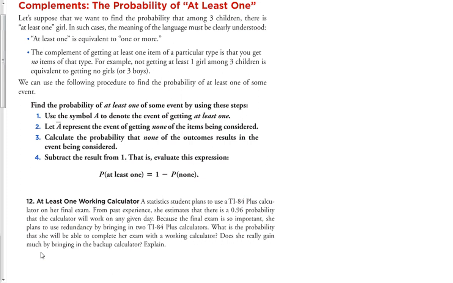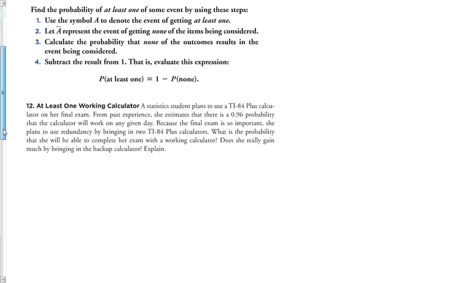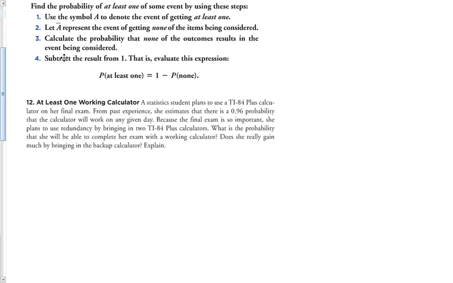Now, the complement of getting at least one of anything is to get none of that type of thing. So the complement of having at least one girl, the opposite of having at least one girl, is to have no girls at all, basically to have all boys. So we can use this procedure anytime we're asked to find the probability of at least one of something.